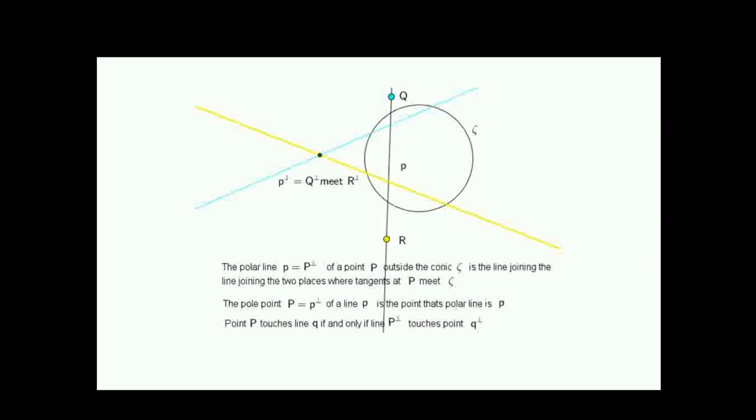Well, what we can do then is take the polars of those 2 points, and it turns out that the spot where those 2 polars meet is actually going to be the pole of our original line, and it doesn't matter where we put big Q and big P for this to work. So this is already quite an interesting observation.